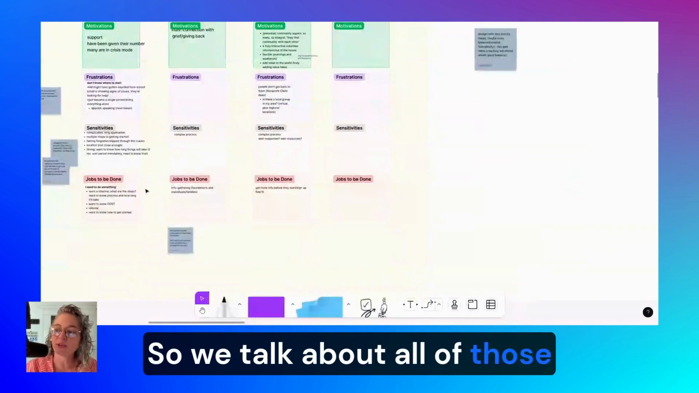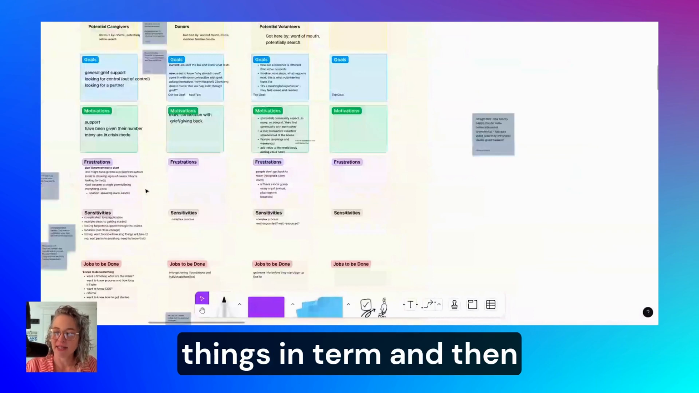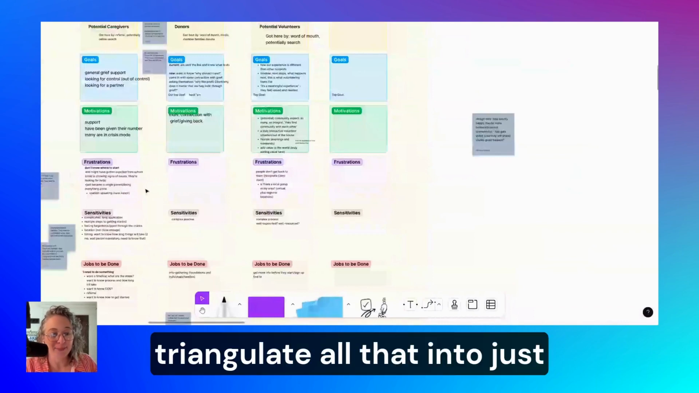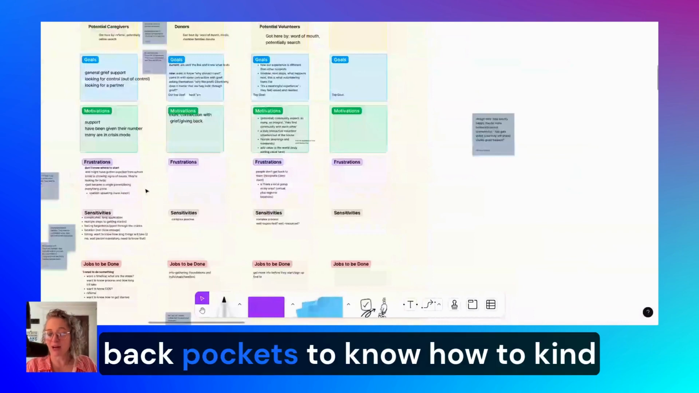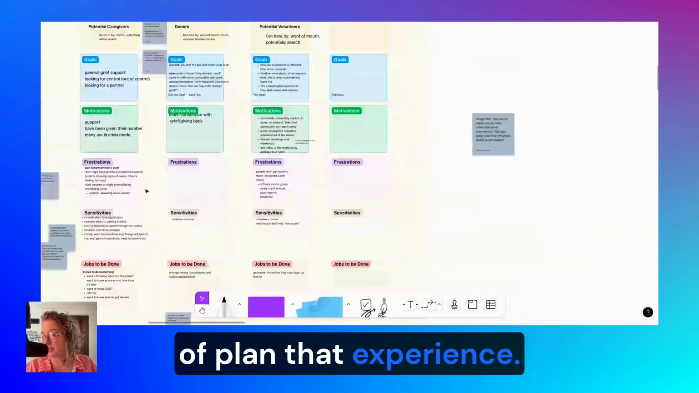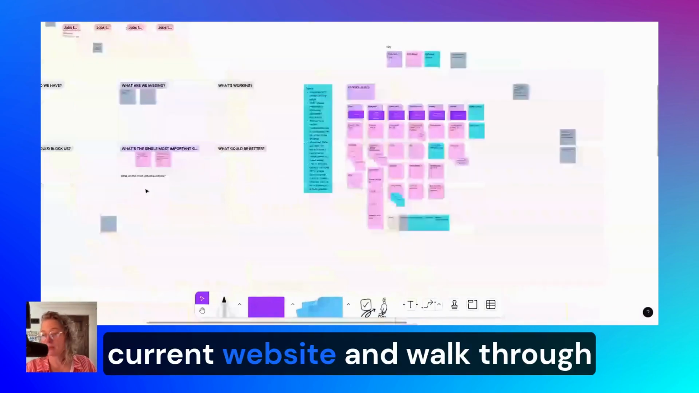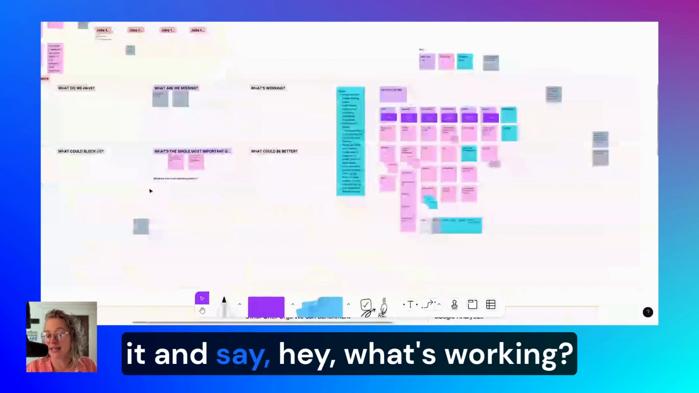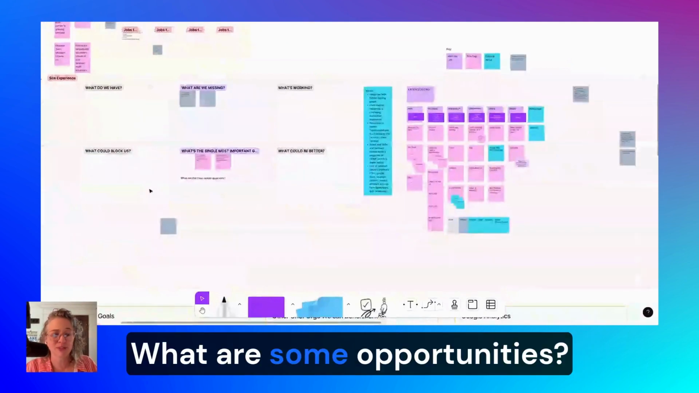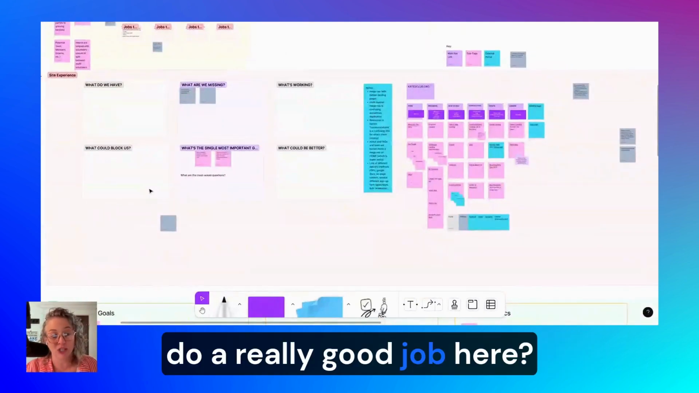So we talk about all of those things in turn and then triangulate all that into just information that we have in our back pockets to know how to plan that experience. We often will start with their current website and walk through it and say, hey, what's working? What's not working? What are some opportunities? What can we really do if we do a really good job here?